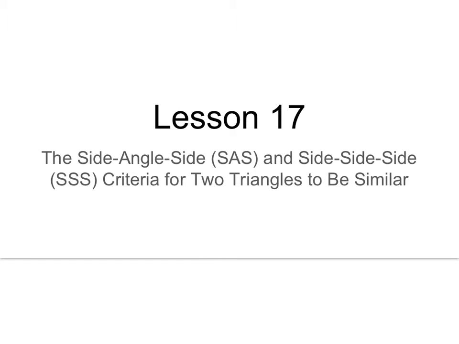Hey, geometry, lesson 17 here. We're now going to talk about the side-angle-side and side-side-side criterion for two triangles to be similar. Please note, I said similar and not congruent. We've already done that. We don't need to do it again.